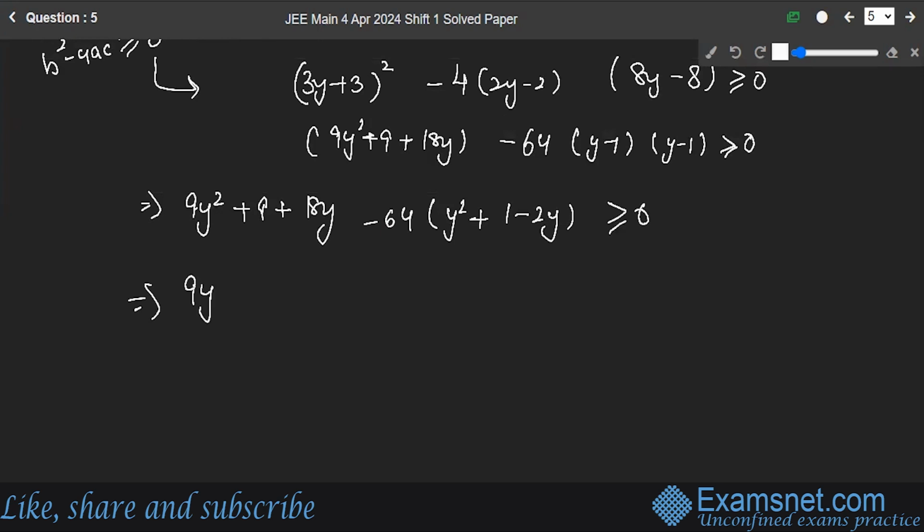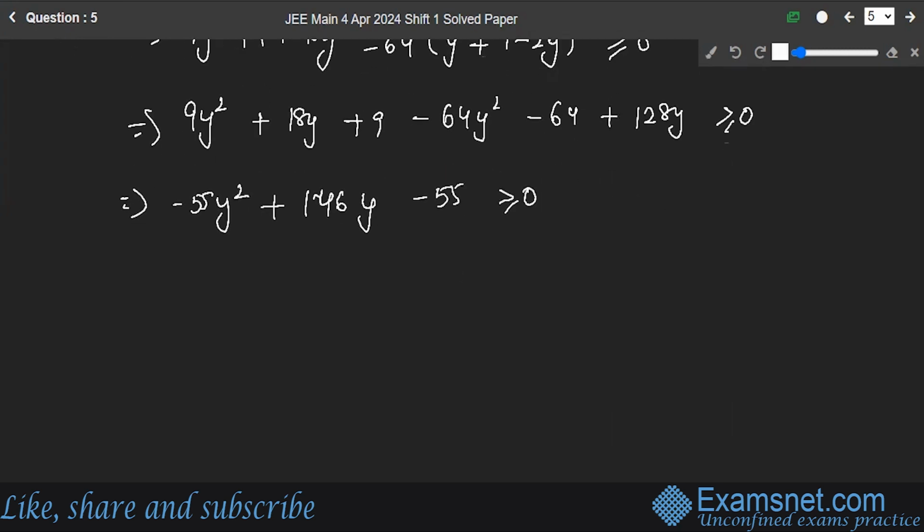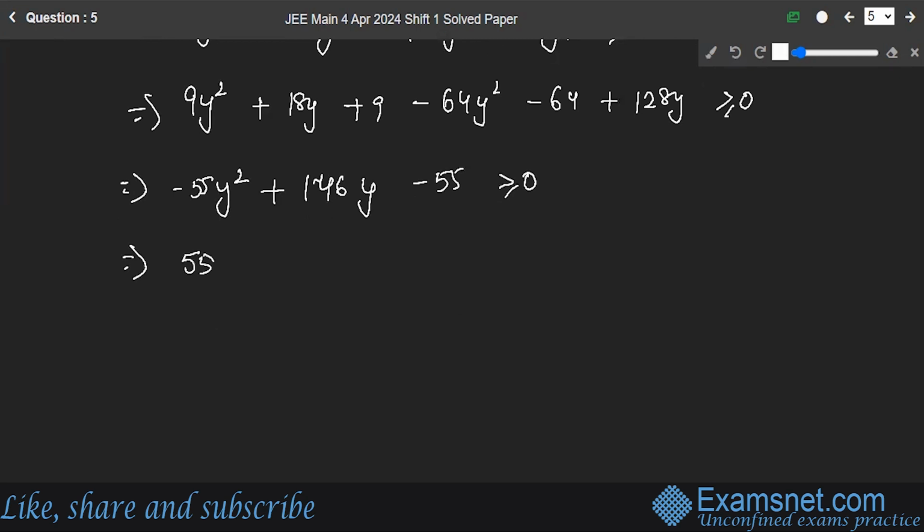So this is 9y square plus 18y plus this minus this, and this greater than or equal to 0, minus 55y squared, and this is 146y, and this is this. Okay, let's do one thing, multiplying both sides by minus 1: 55y squared minus 146y plus 55 is less than or equal to 0. Because I'm multiplying by minus 1, the sign of inequality will change.